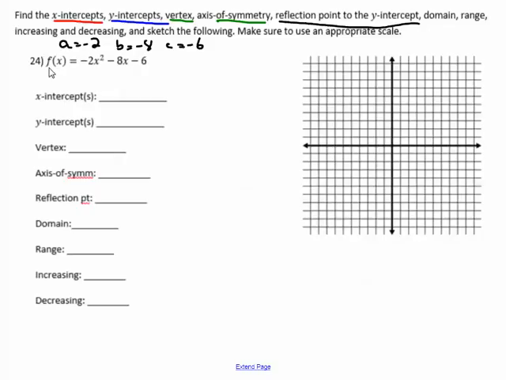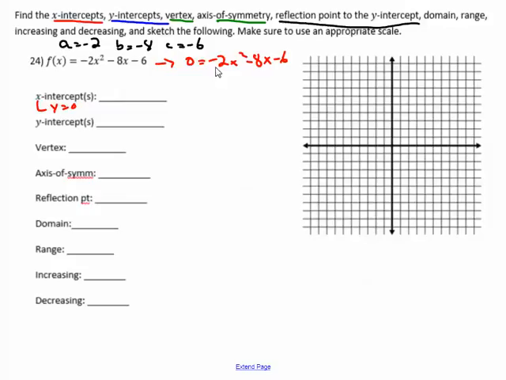So let's walk through what we've got for my x-intercepts. Let's find out where my x-intercepts happen. An x-intercept happens when y equals 0. If y equals 0, then I'm going to rewrite this and say 0 equals -2x squared minus 8x minus 6. And I'm going to solve that quadratic equation. Number one, I'm going to look to factor it, because that's always going to be my easiest way to solve a quadratic equation.